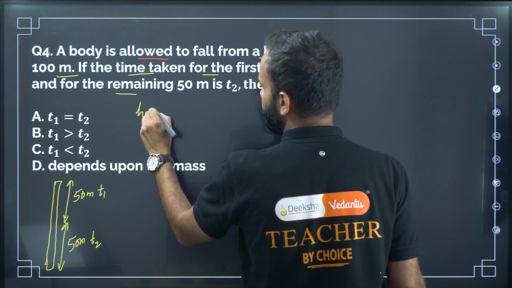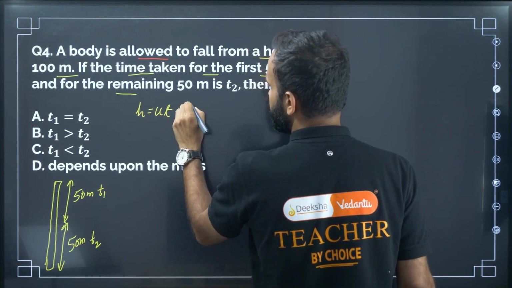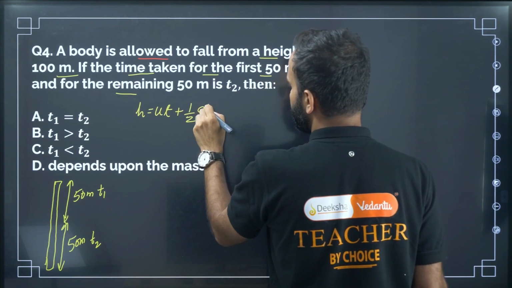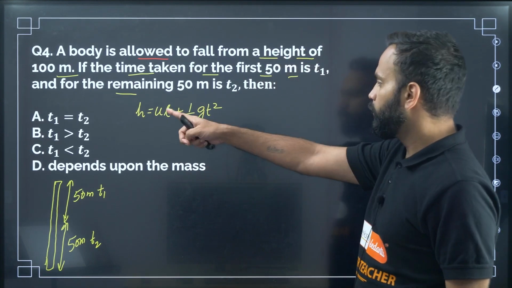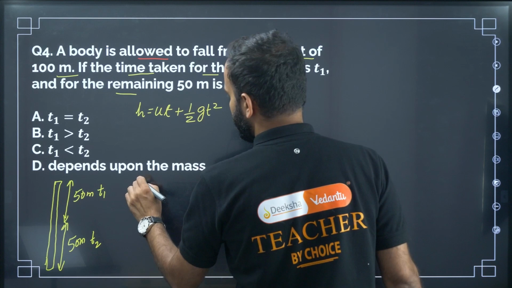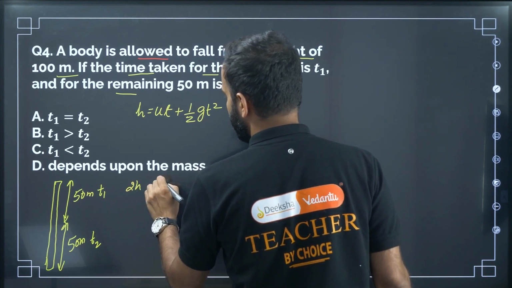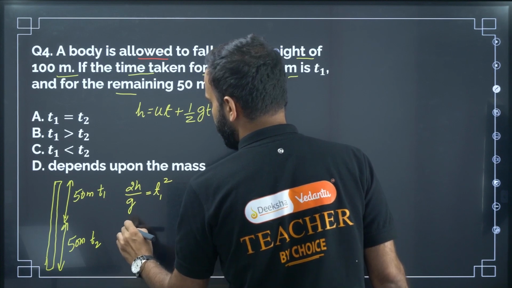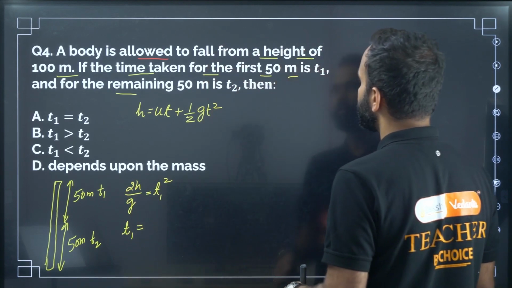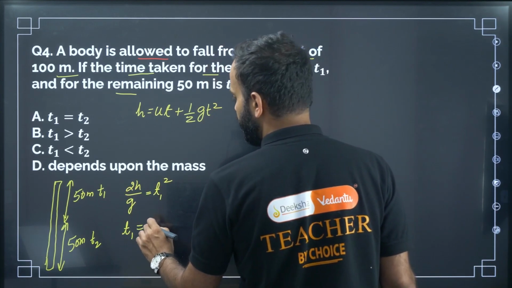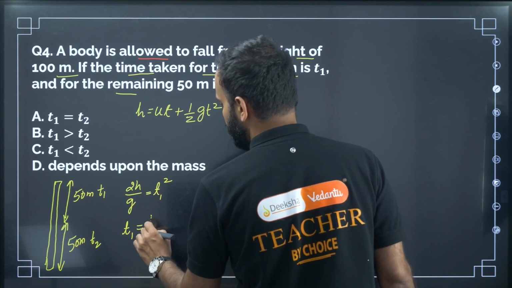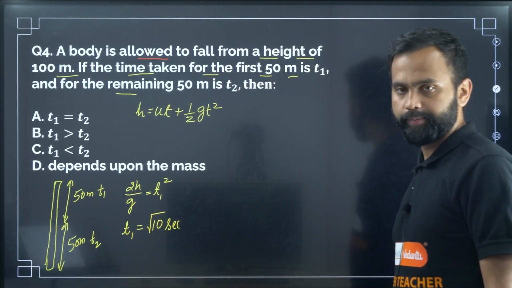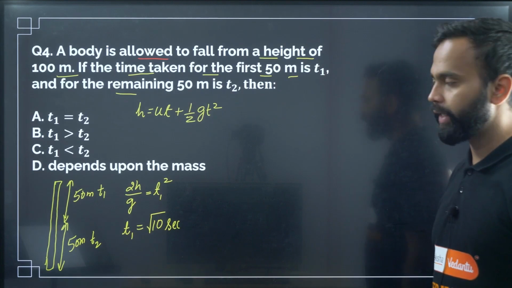h equal to ut plus half a t square. In this case a is g, so half g t square. u is 0, right? So 2h by g equal to t1 square. So t1 equal to root of 2h by g, here h is 50 meter, g is 10 meter per second square. So solve this, you will get root 10 second. Okay, we got the value of t1.